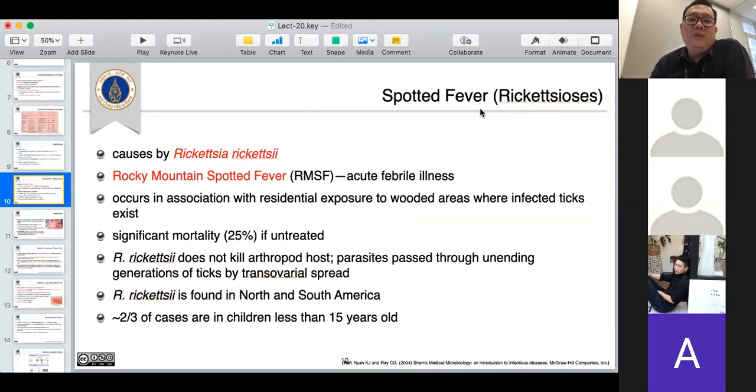Start from spotted fever, we call rickettsiosis, caused by rickettsiae. Okay, you probably need to match the causative agent with the main symptom. One classic one is Rocky Mountain spotted fever. This is a tick bite illness, the main cause of tick bite illness, Rocky Mountain spotted fever. They use ticks as a vector to transfer bacteria. Okay, the other details I will not go into, this is probably too detailed. You can go and read that, but the main point is rickettsia is the main cause of the disease.